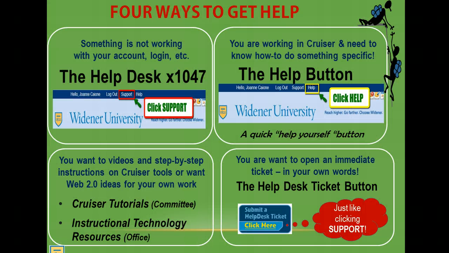So that's the end of this presentation. Just so you know, these again are the 4 ways to get help. Don't forget, click support at the top of the screen. If you want to actually have somebody get back to you quickly from the help desk, you can also call 1047. The help button is specific to the page or the function or the tool that you're in. Visit the office and committee or just find that help desk ticket.